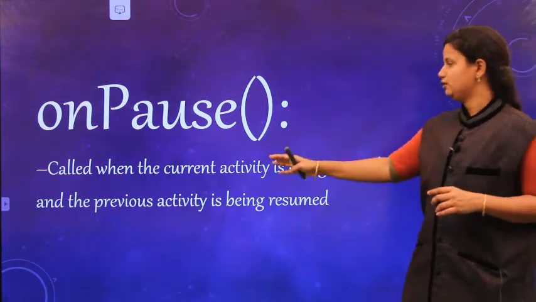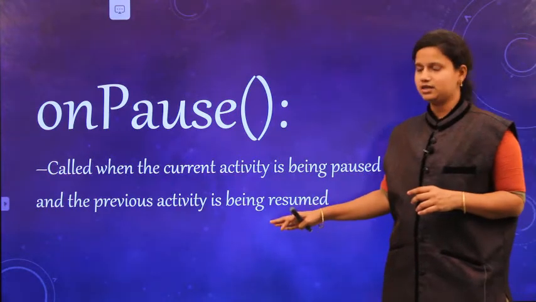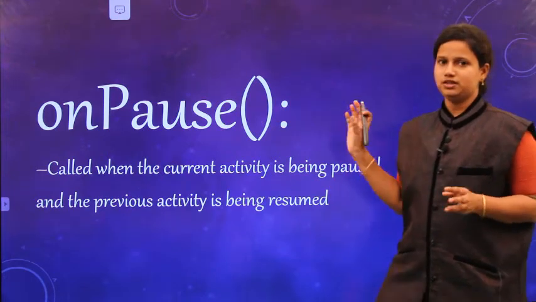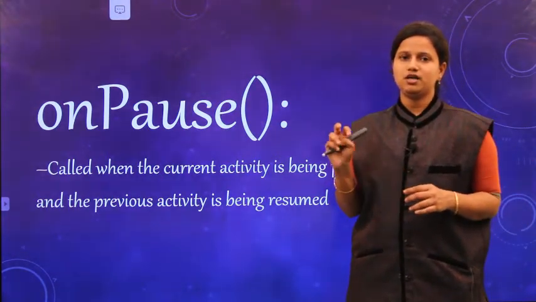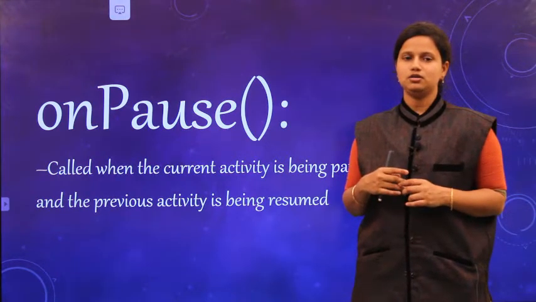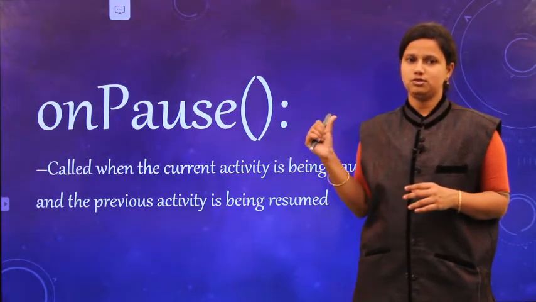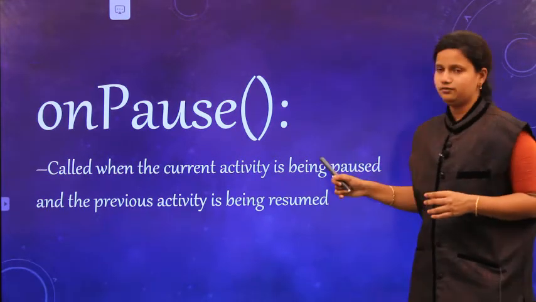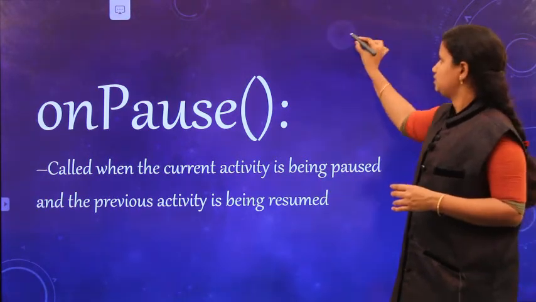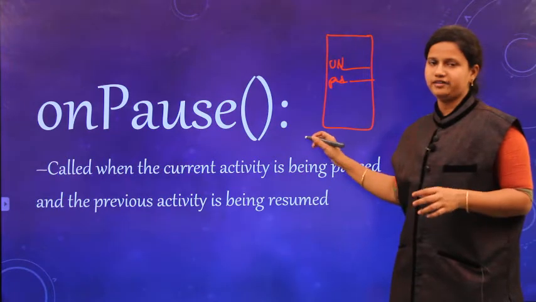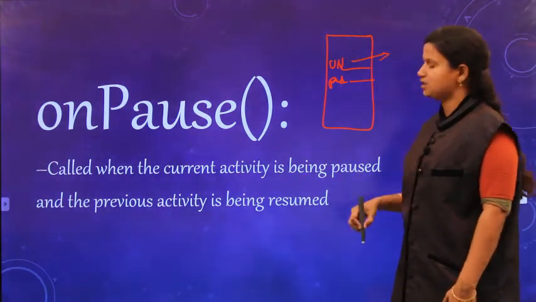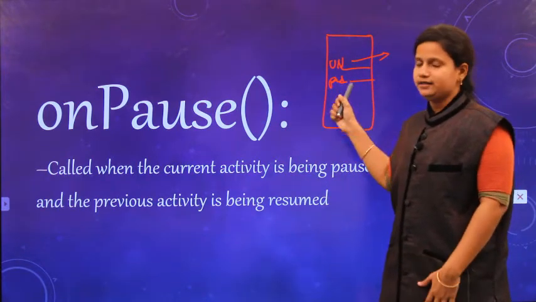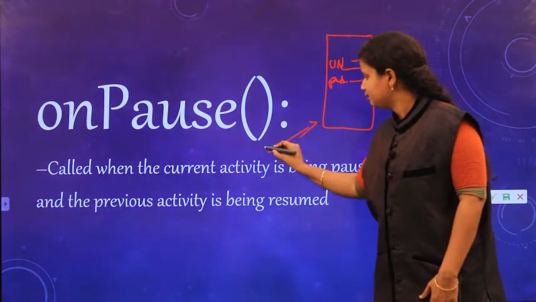The next method is onPause. onPause is called whenever the current activity is being paused and the previous activity is being resumed. For example, you open the WhatsApp application or your own application, and it shows a user interface. The current activity at present is the username screen, where you are typing some information like username and password.